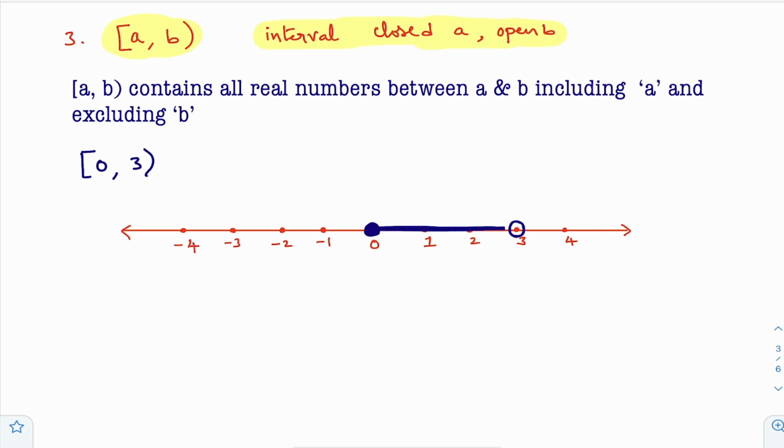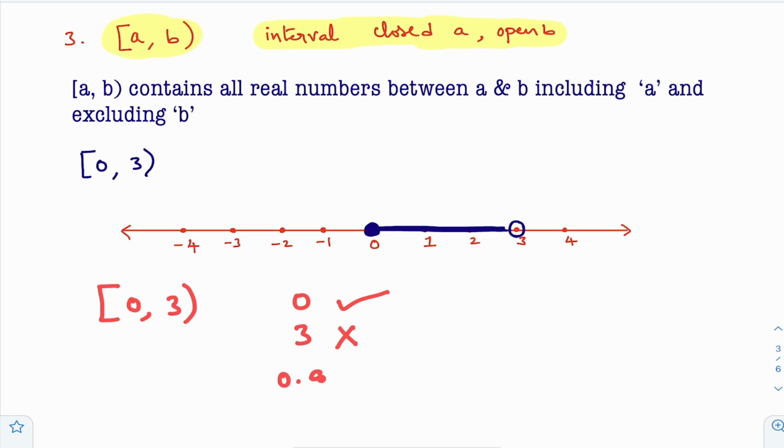Now you observe this part, the blue color part. What is this part? The interval closed 0 open 3. The interval closed 0 open 3 contains all the real numbers between 0 and 3. 0 is included, 3 is excluded. In this interval, is 0 present? Yes, 0 is present. Is 3 present? No, in this interval 3 is not present.